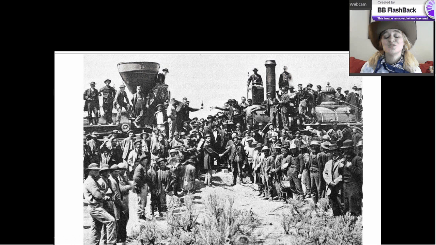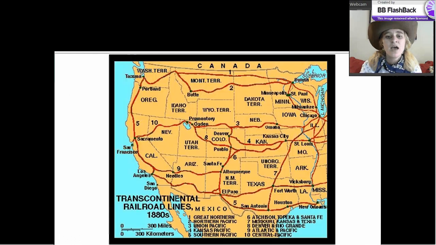a telegraph wire, so as soon as it was hit into the ground, news all over the country went that this railroad had been completed. So that's a really big deal. So eventually the Transcontinental Railroad is going to expand to railroad lines all over the country.